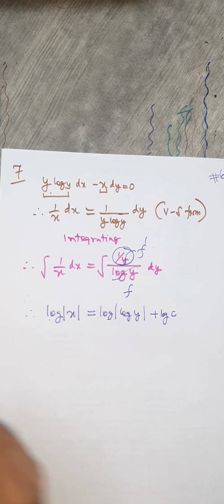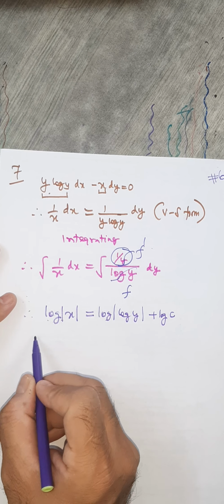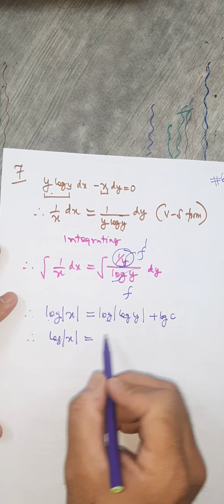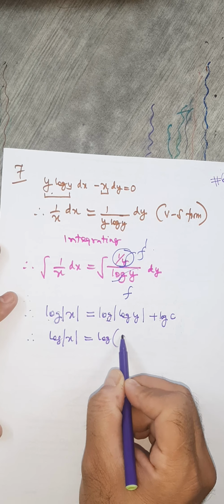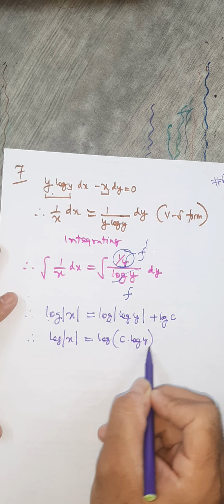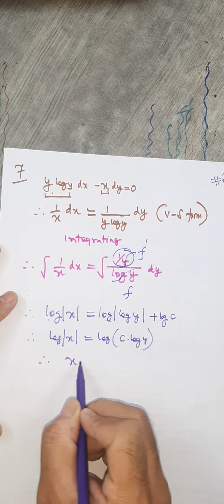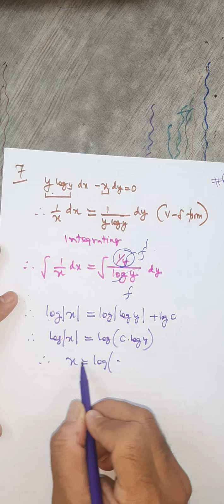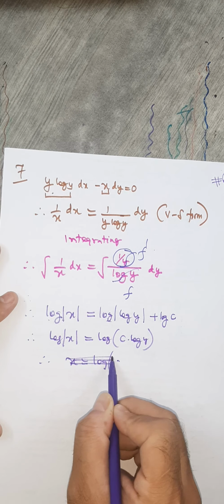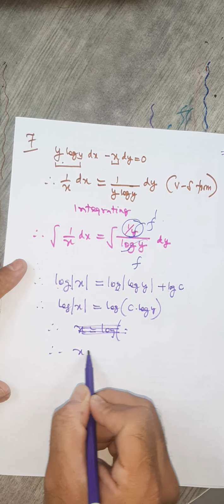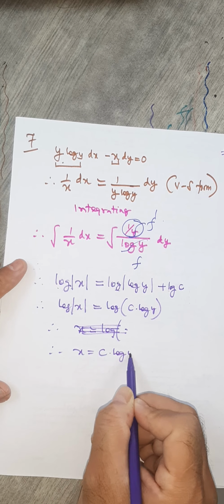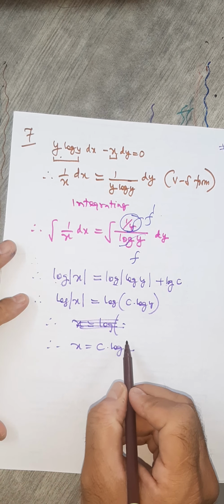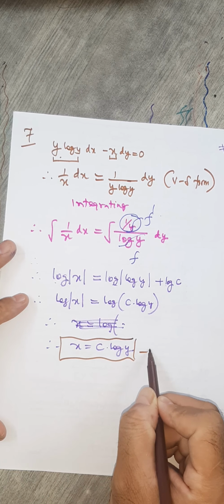Correct? आप c लिखो तो भी चलेगा, not an issue. Now I'll just eliminate the log function. आप ये दोनों में से log कॉमन ले लो तो बीच में into हो जाएगा, c into log y हो जाए. Now drop the log function, we assume that this is positive. So x equals to here a log निकल जाएगा, I'm sorry. So here we'll get x equals to c into log y. You can write this as a required solution. Right? C is arbitrary constant.